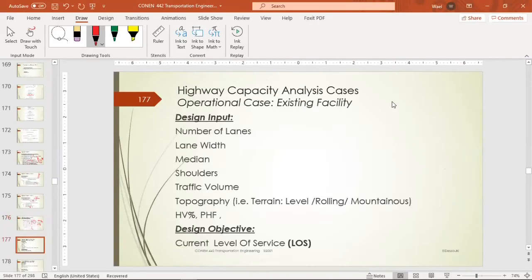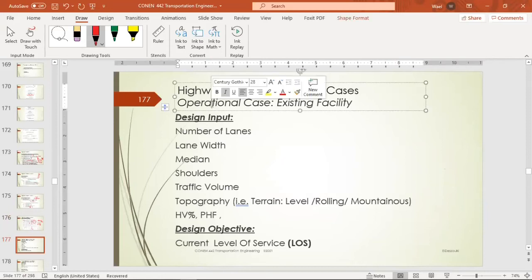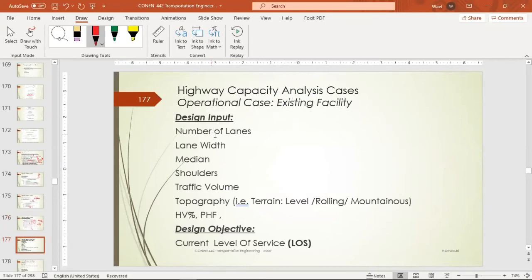Okay, let's have an example. Usually when we conduct this capacity analysis and level of service, we have several scenarios. We can apply it for the operational case, where we have an existing facility. And what's the input? The input is basically number of lanes, lane width, median, shoulders, traffic volumes, the topography, terrain level, rolling, mountains, and so on.